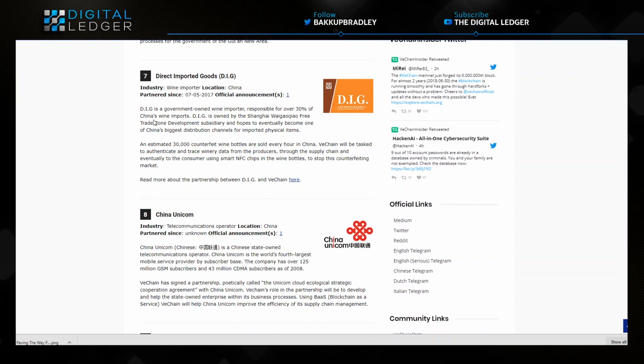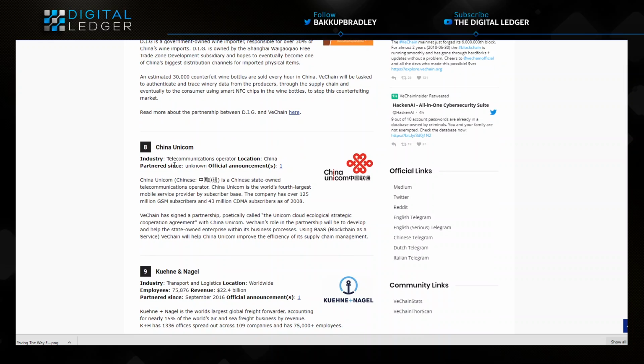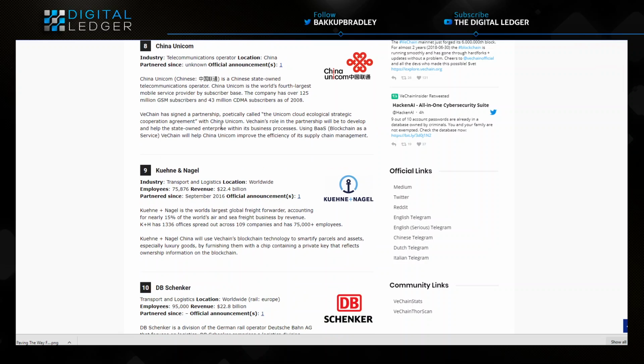Direct imported goods, let's see here. An estimated 30,000 counterfeit wine bottles are sold every hour in China. VeChain will be tasked to authenticate and trace winery data from producers through the supply chain, eventually to the consumer, using smart NFC chips in the wine bottles to stop the counterfeiting market. That is pretty interesting stuff right there.